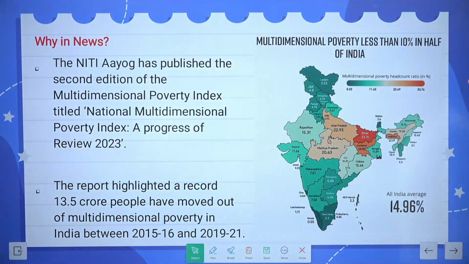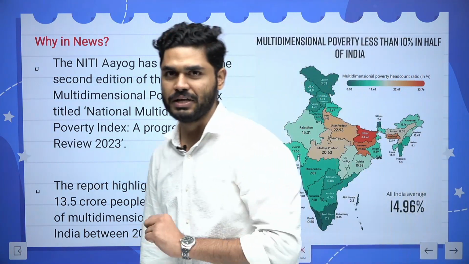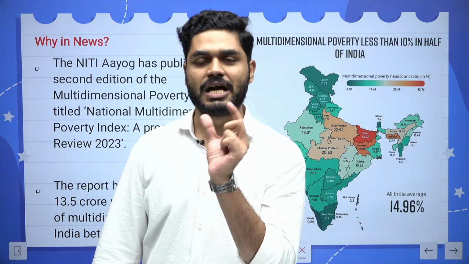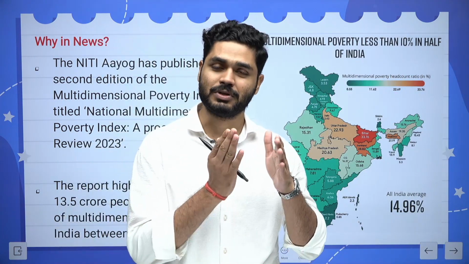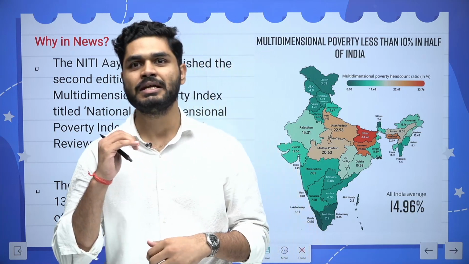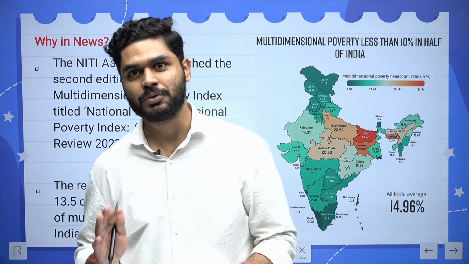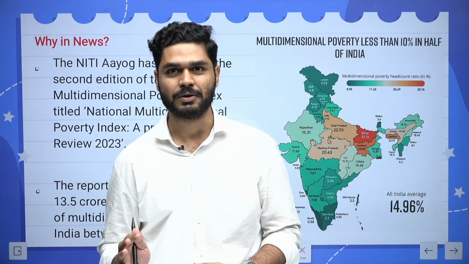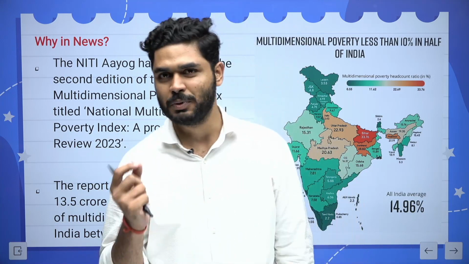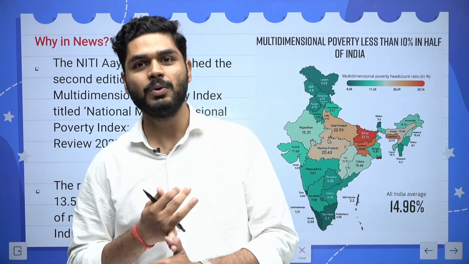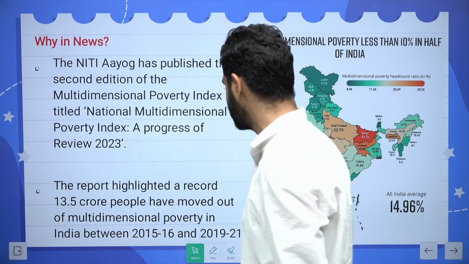Well, the news is that NITI Aayog has published the second edition of Multidimensional Poverty Index, while the name is National Multidimensional Poverty Index. Okay, so we are going to talk about this thing because in this report it has been said that in the last 5 years 13.5 crore Indians have come out of multidimensional poverty. So we'll discuss what is this multidimensional poverty, how to measure all these things, and what are its effects. Okay, so let us start.